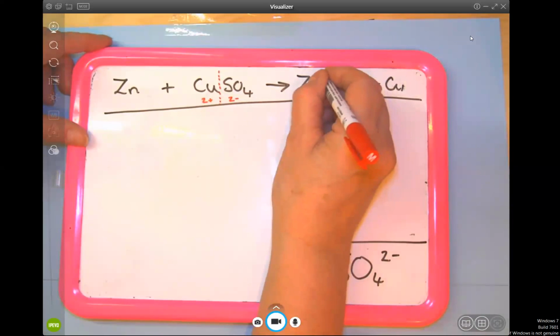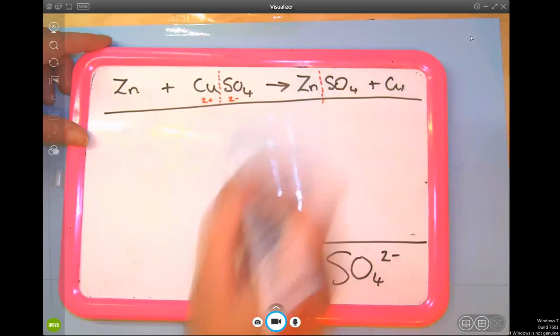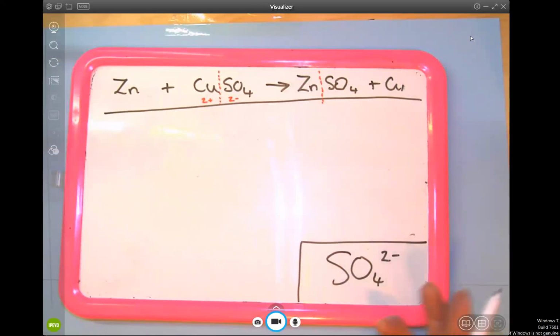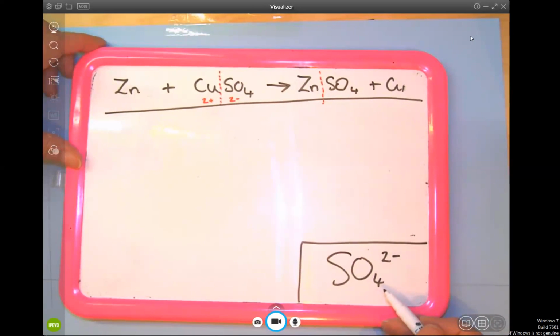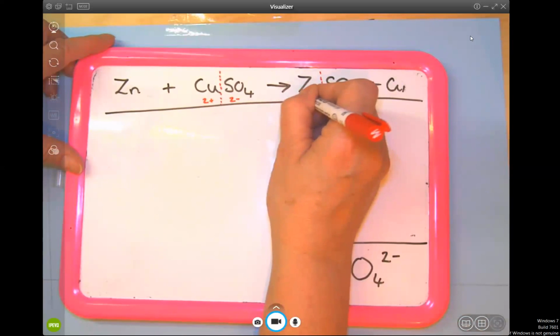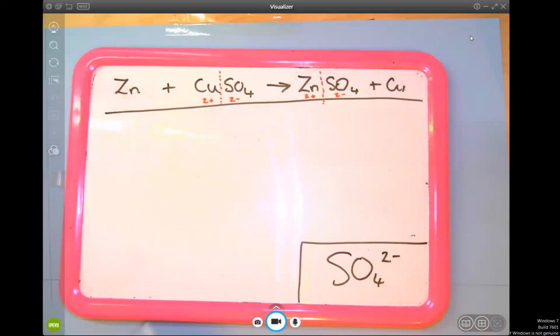Let's look at the zinc. We split the zinc sulfate in half. Zinc sulfate has no charge. It's a neutral compound, but we know that the sulfate ion part of it is 2-. So the zinc part of it must be 2+. Okay, so that's given us some information.